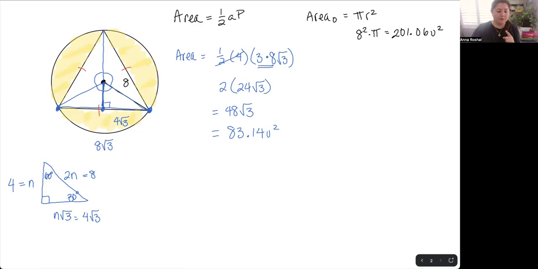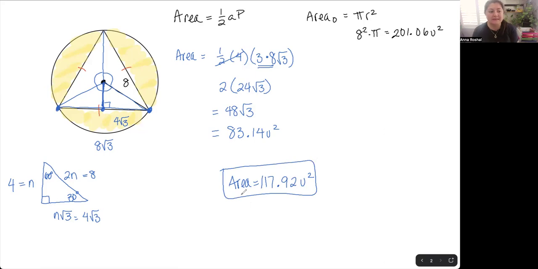Okay, so I have 201.06, right? And that's my area of the entire circle. And I'm going to subtract 83.14, which is the area of the triangle. And I'm going to get a total of 117.92 square units. And that's the area of my shaded region.